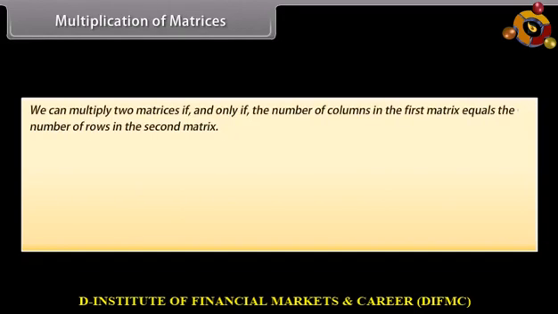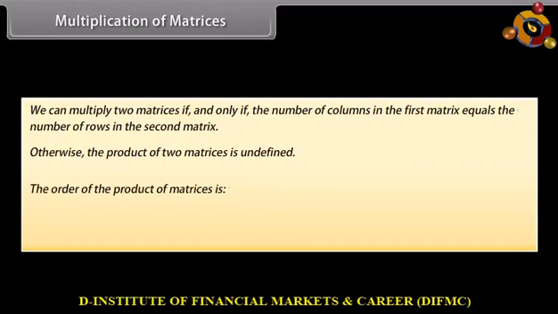Multiplication of matrices. We can multiply two matrices if and only if the number of columns in the first matrix equals the number of rows in the second matrix. Otherwise, the product of two matrices is undefined. The order of the product of matrices is rows of the first matrix by columns of the second matrix.